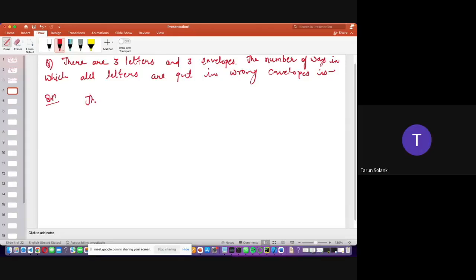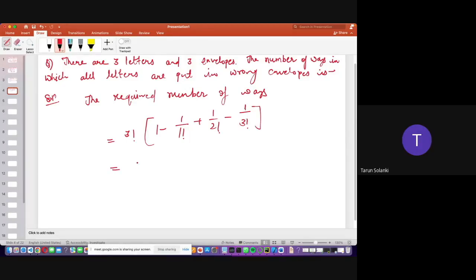So the required number of ways, so that is 3 factorial into (1 minus 1 by 1 factorial plus 1 by 2 factorial minus 1 by 3 factorial). So that will become 3 minus 1, that is equal to 2.